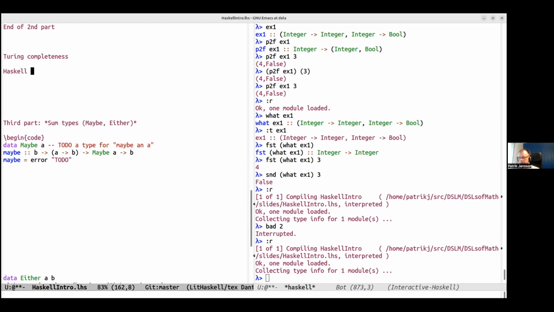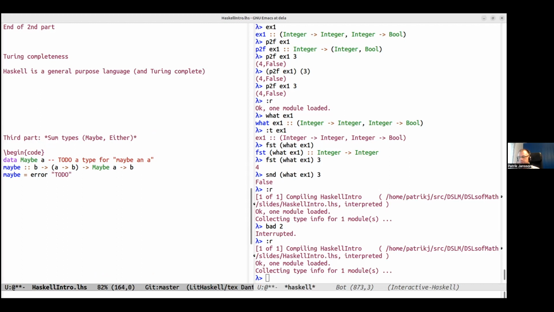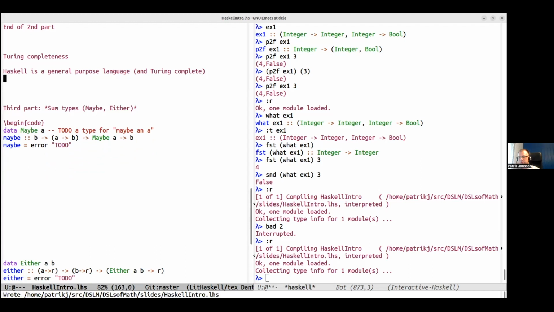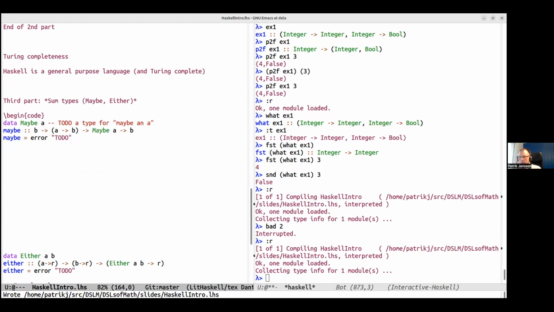So Haskell is a general purpose language and Turing complete. But I will later introduce a few sub-languages which are definitely not Turing complete, and they are domain-specific, very small languages, because we don't fit very much in this mini course. There was one more question which I have forgotten now, but maybe it will pop up later.